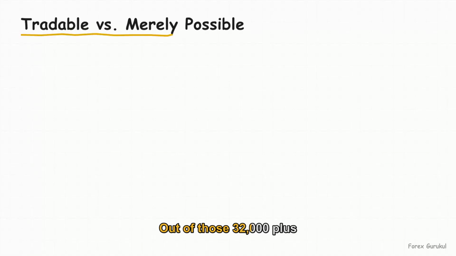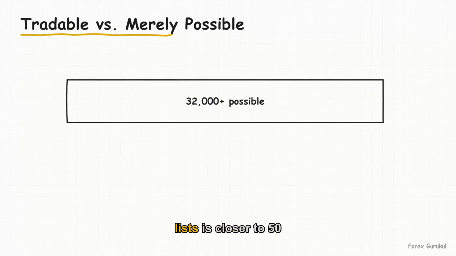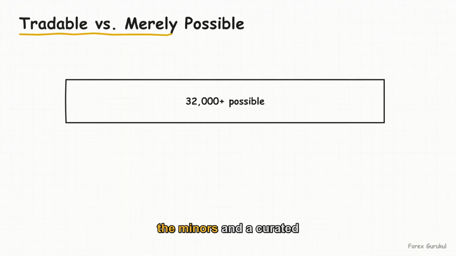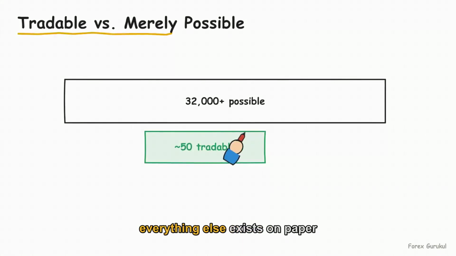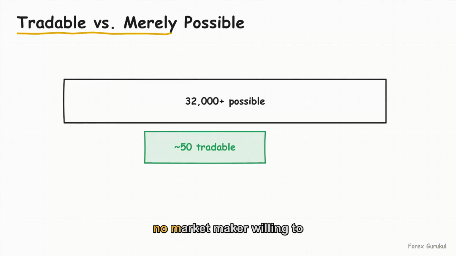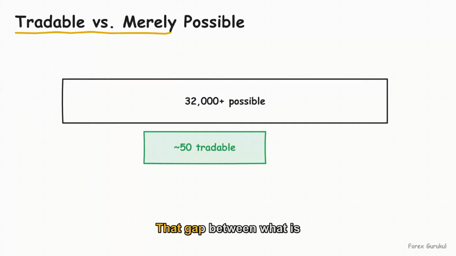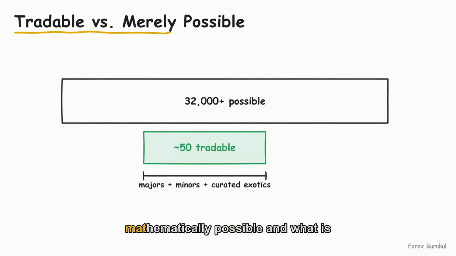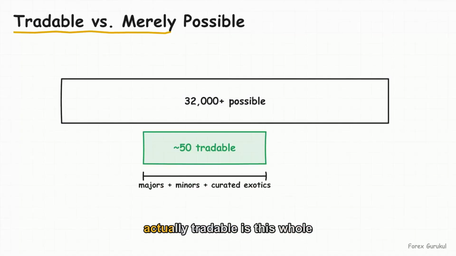Out of those 32,000 plus combinations, the number your broker actually lists is closer to 50 or so pairs with any real volume behind them. The majors, the minors, and a curated set of exotics. Everything else exists on paper only. No market maker willing to quote it, no liquidity to fill it. That gap between what is mathematically possible and what is actually tradable is this whole lesson in miniature.